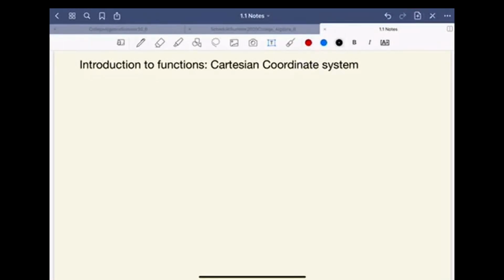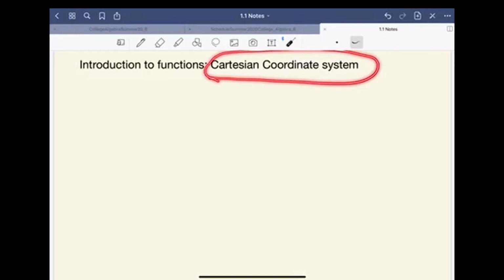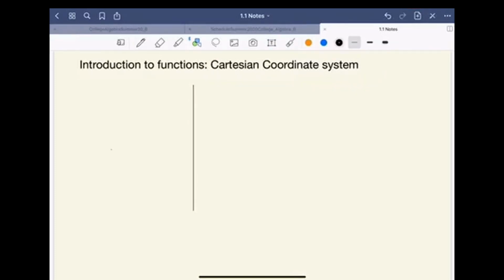All right, welcome to the first video. We're going to start today talking about the Cartesian Coordinate System. I can start by drawing a couple perpendicular lines here. Okay, and it's the Cartesian Coordinate System.